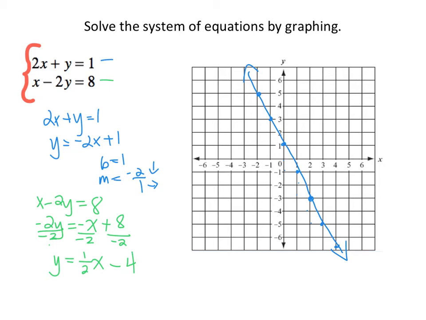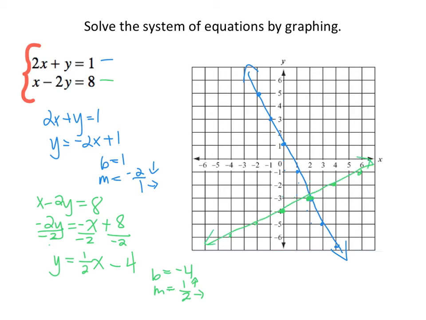From here, my y-intercept is negative 4. Slope is 1/2. So I'm going to move up 1, 2 to the right. I'm going to start down here at negative 4. Up 1, 2 to the right, and repeat. So I can already see just from putting that one first line that it's going to intersect right there.